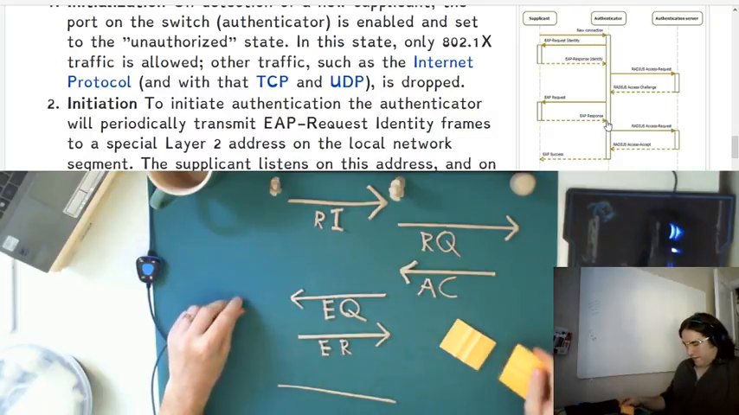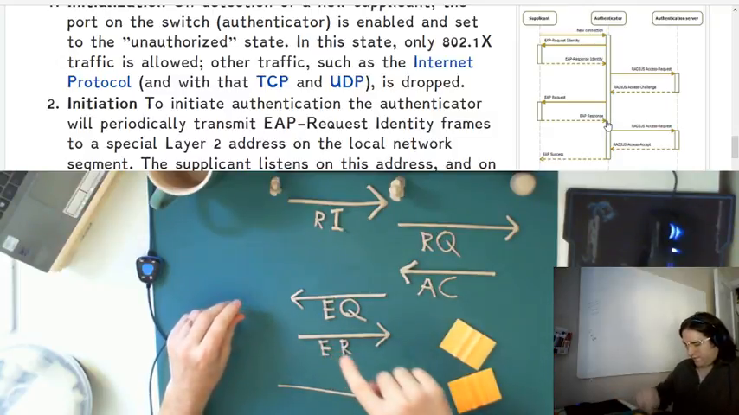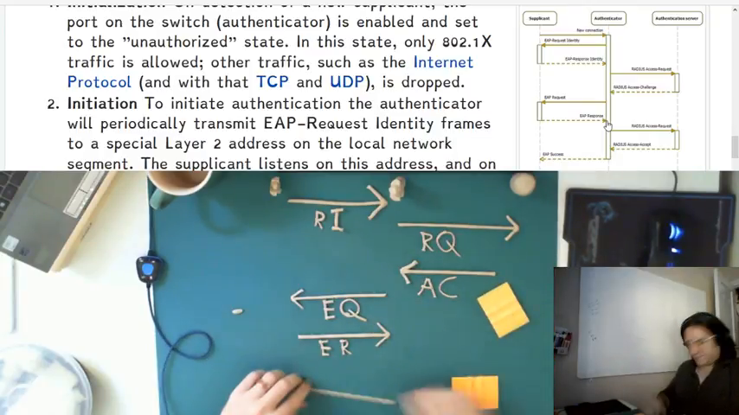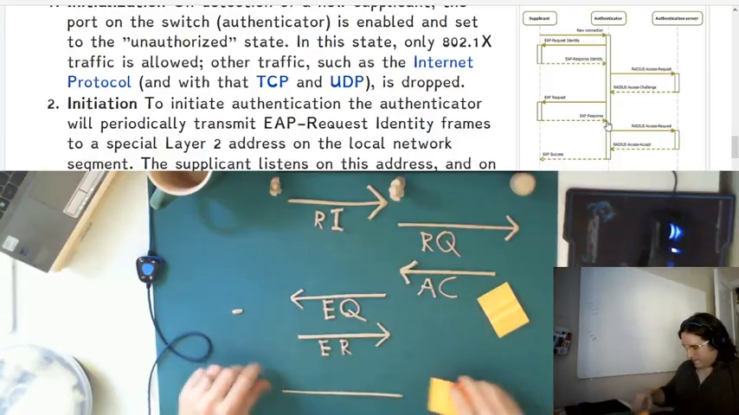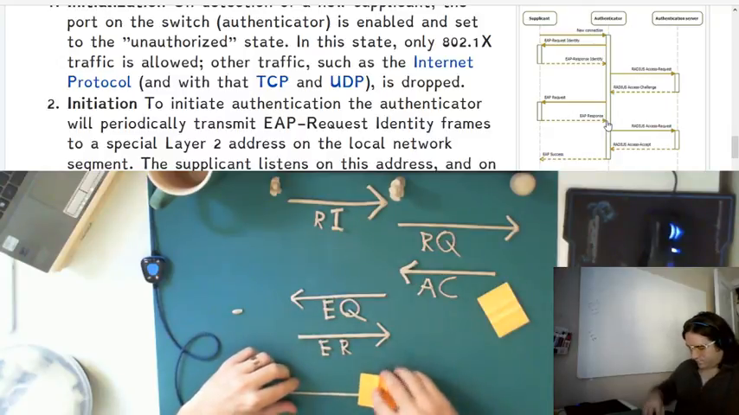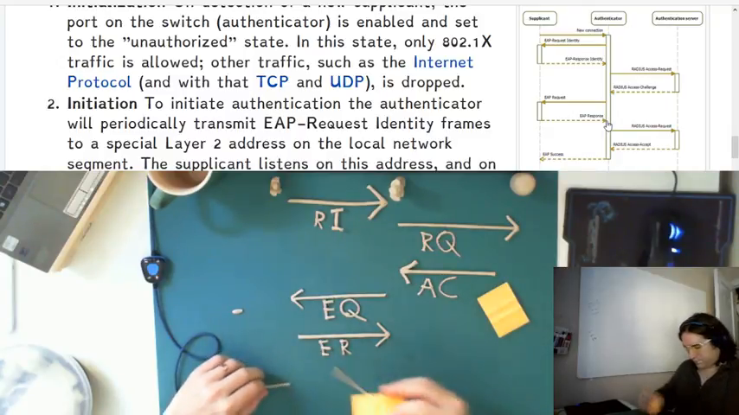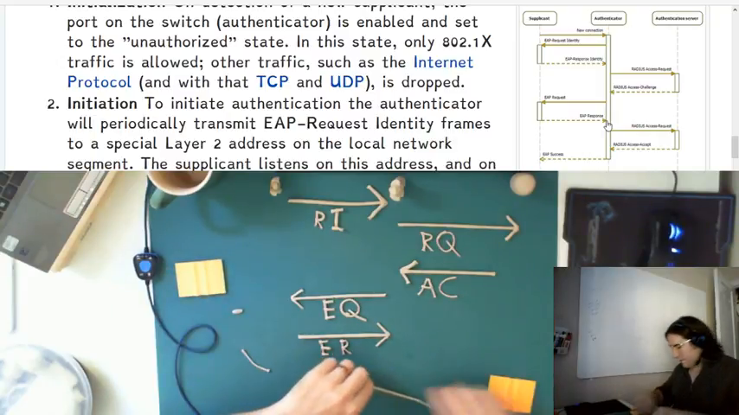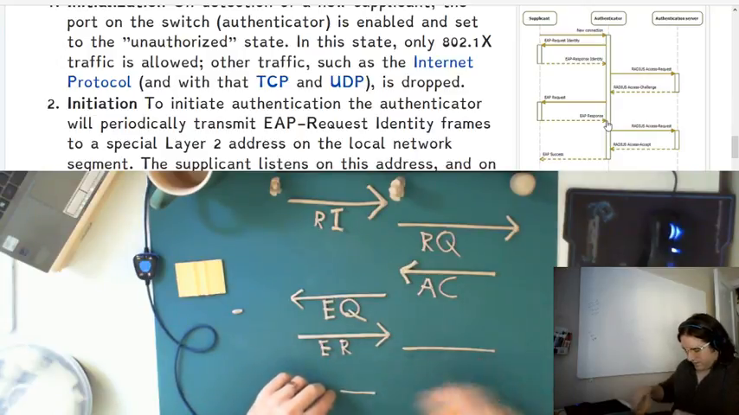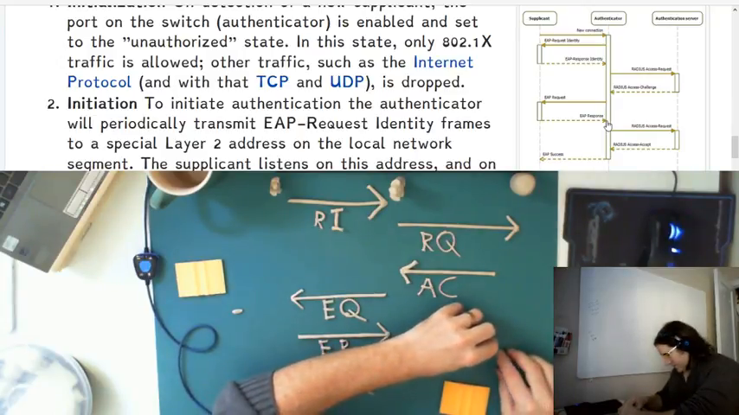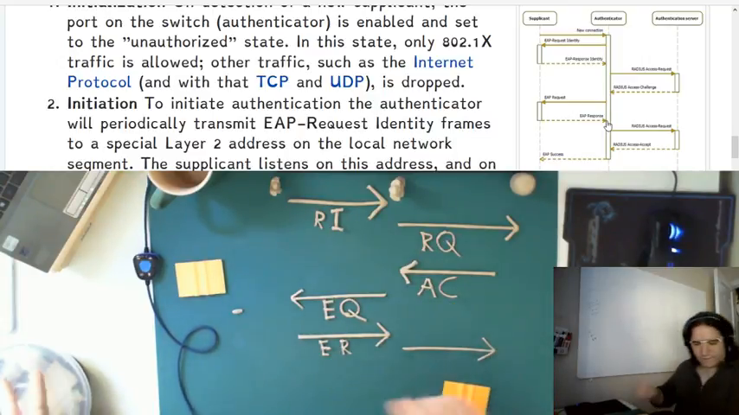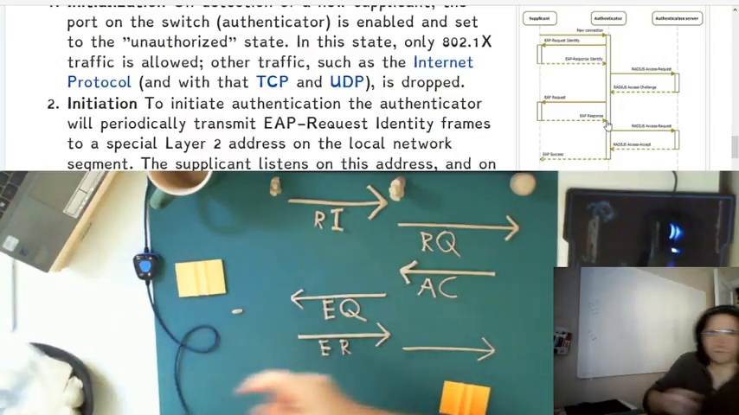Okay, so then that EAP response from that EAP request turns into an access request, from the authenticator to the authentication server. Never studied like this before. This is pretty awesome.